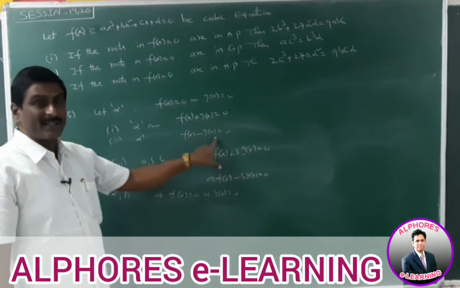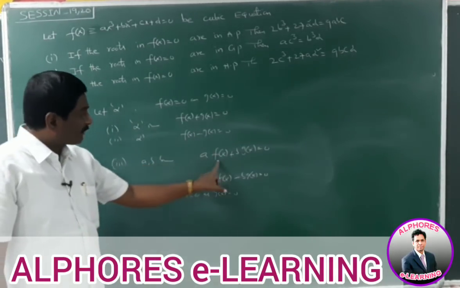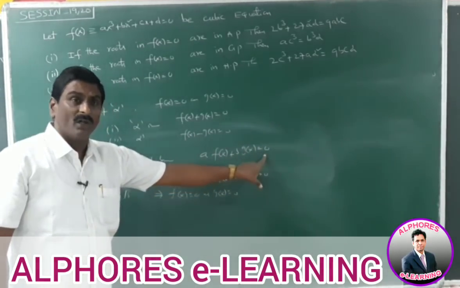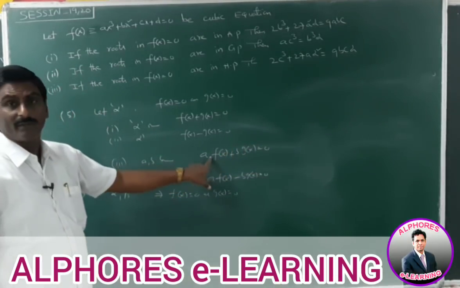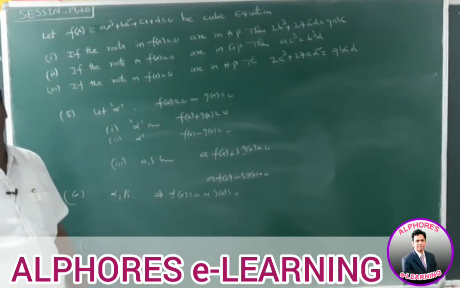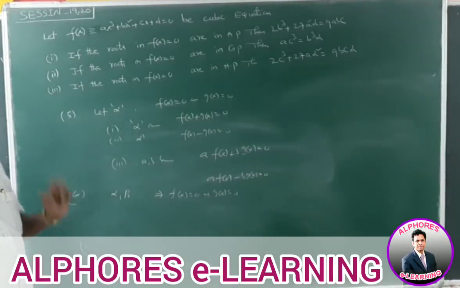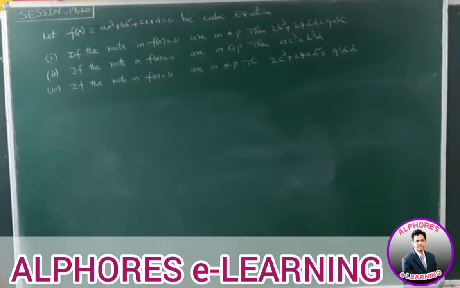f of x minus g of x also satisfies alpha, beta. A into f of x plus g into f of x is equal to 0. In this case also the roots are alpha, beta. Very, very important point. Next one.